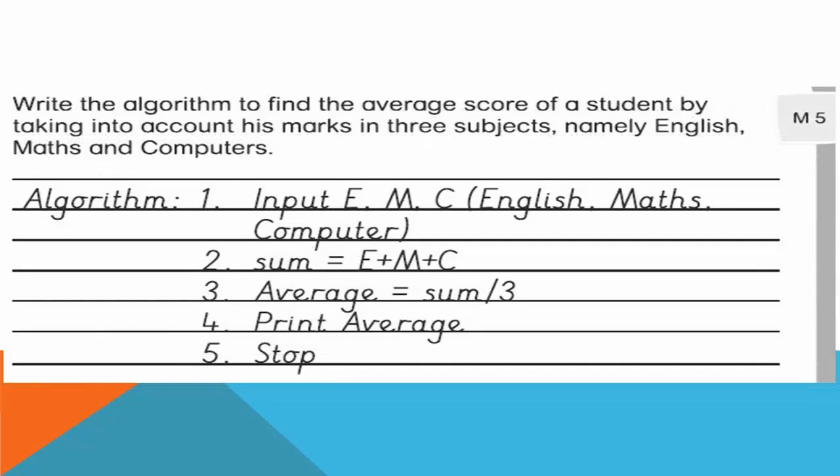So this is the answer that I have given you. Step 1, input E, M and C. E is for English mark, M for Maths marks and C for Computers mark. And step 2 will be sum is equal to E plus M plus C and average will be sum by 3. After that we will print average and then stop the program.